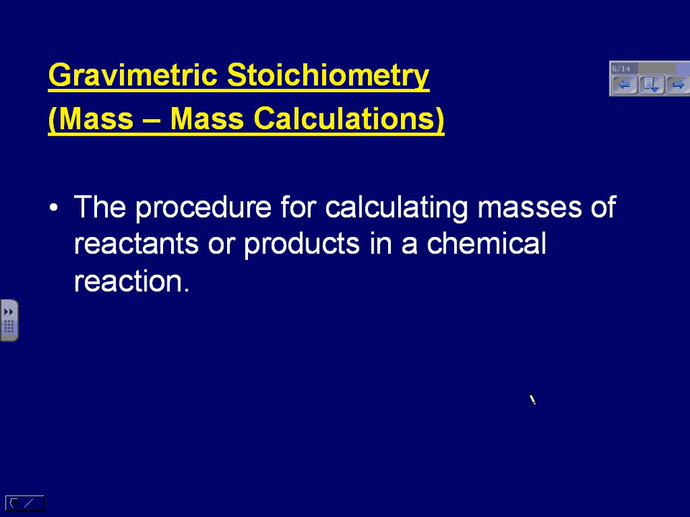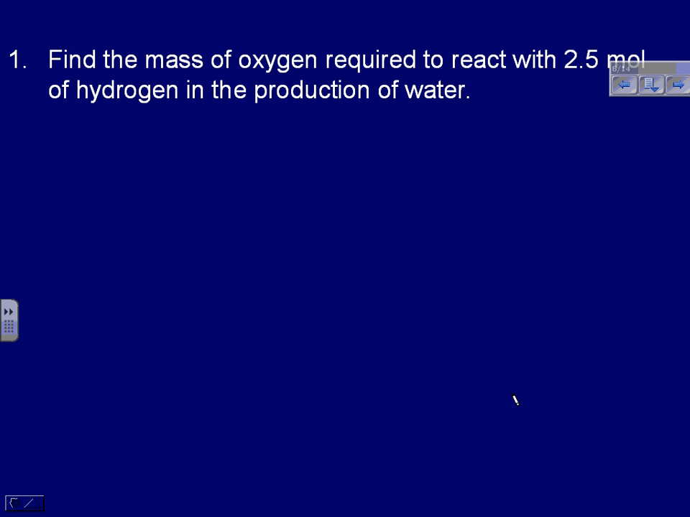Because we're dealing with masses, the name they give it is gravimetric. Gravimetric comes from gravity, and gravity simply means weight. And metric, again, is measurement. So we're measuring the weights of the chemicals, and hence it's called gravimetric stoichiometry. We're simply going to be dealing with masses, and we know how to convert masses into moles using the molar mass. So this is not a difficult thing to do. It's also called mass-mass calculations because we're going to start with a mass and potentially end with a mass. So let's give you an example.